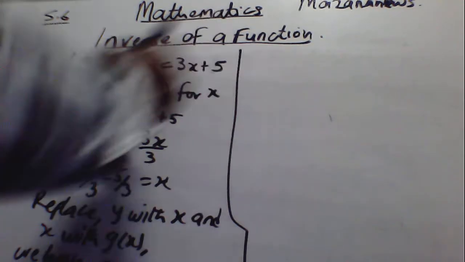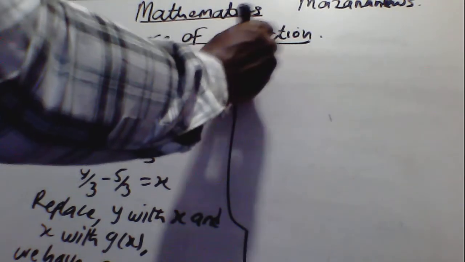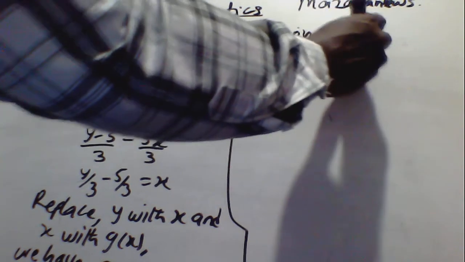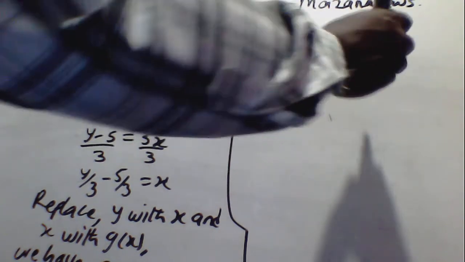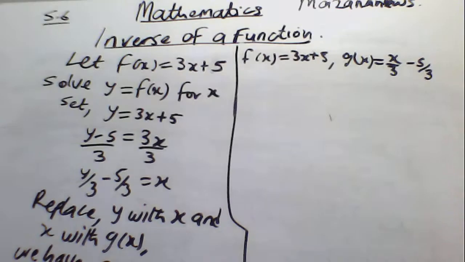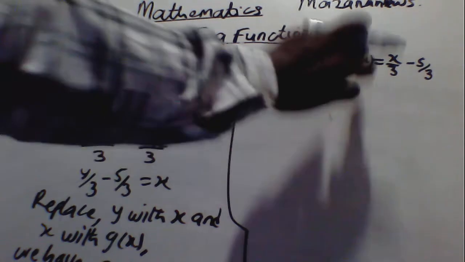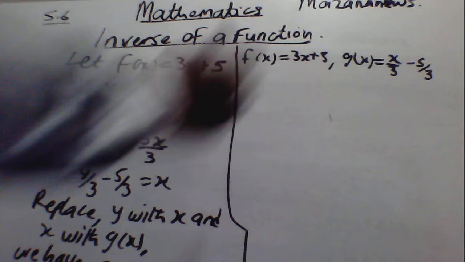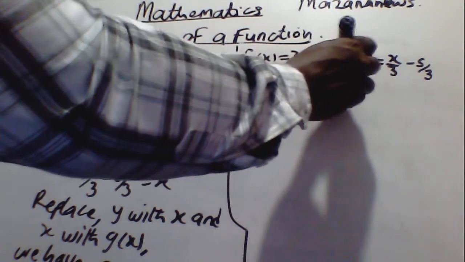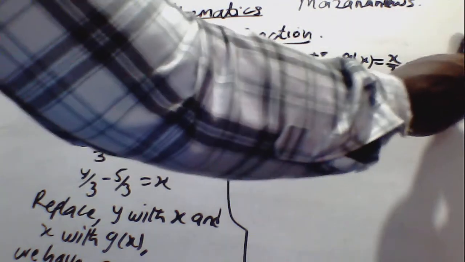So in this case, we now have f of x to be 3x plus 5, and our g of x to be equal to x over 3 minus 5 over 3. So looking at this, g of x is the inverse function of f of x.